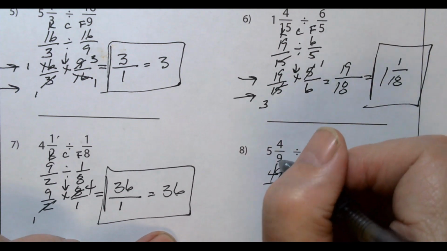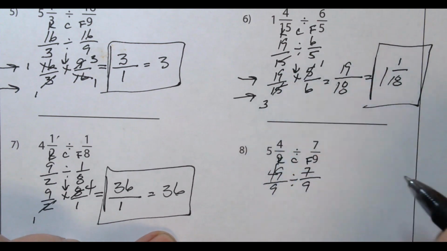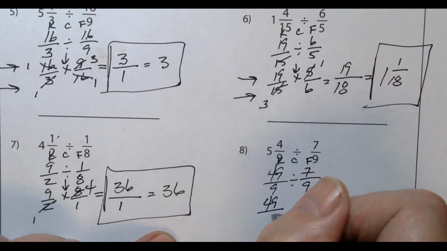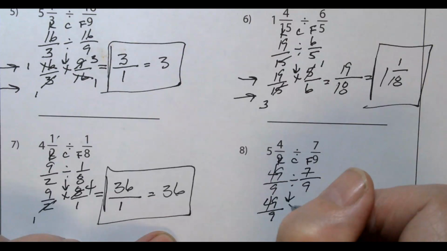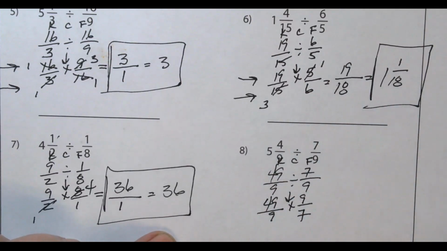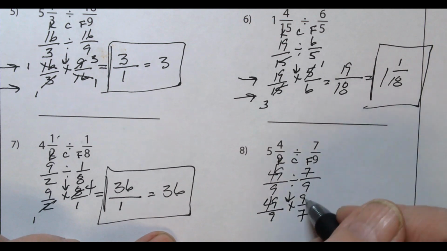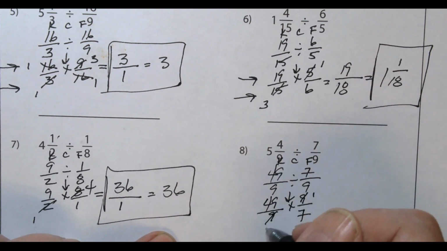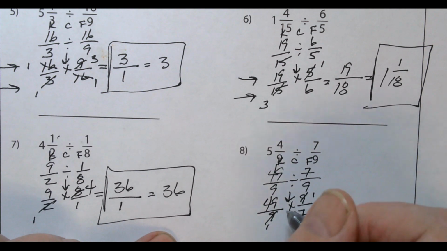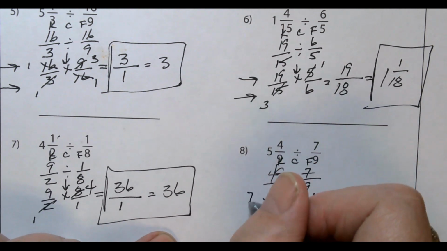Now I'm going to do my keep, change, flip. So I'm going to rewrite, I'm going to make it 49/9. I'm going to change this to multiplication. I'm going to flip this, put the 9 on top, 7 on the bottom. Now I'm going to see if I can cross cancel. Well, 9 goes into 9 once, and 7 goes into 7 once, and 7 goes into 49 7 times.